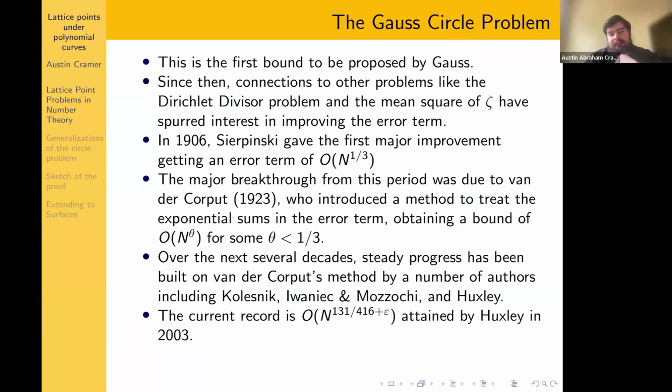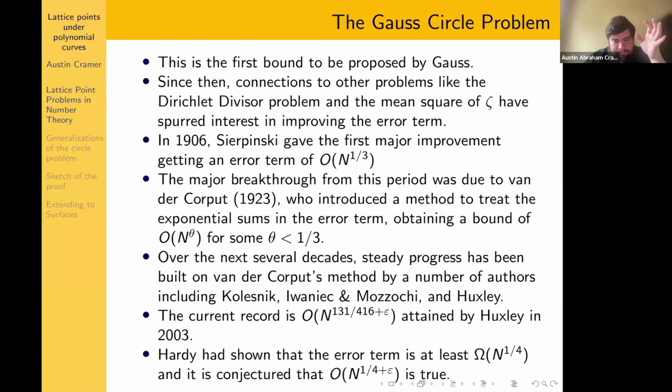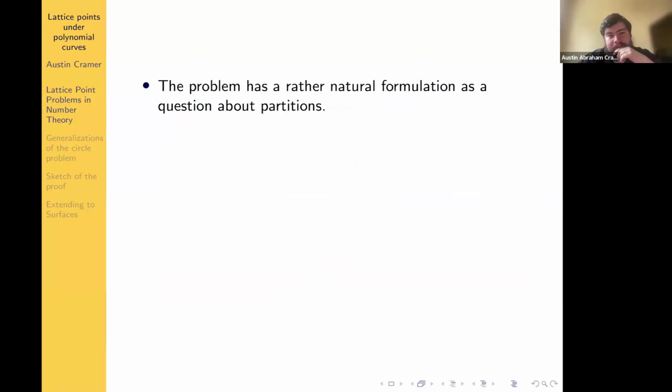As for what we think the error might be in the best possible, well, way back in the early part of the 20th century, Hardy gave us an omega result, and he showed the error term is at least omega of n to the 1/4. So we sort of expect something like n to the 1/4 plus epsilon is the best we could do, unless someone comes up with some fantastic new way to come up with a second order term on that order.